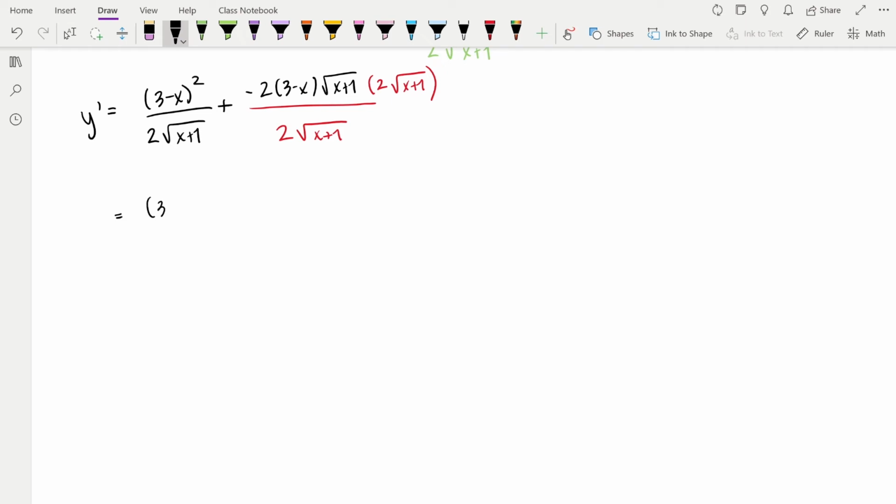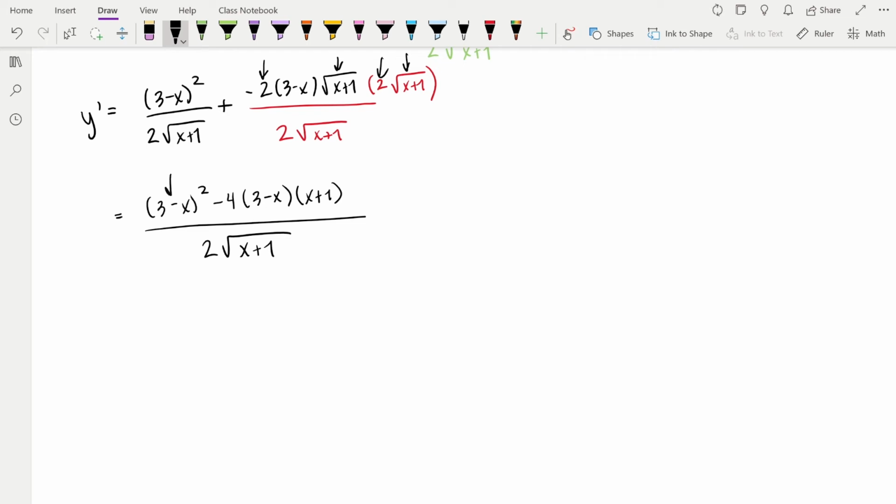So in the numerator, I now have (3 minus x) squared. Expanding this, 2 multiplies with this -2, and I get -4. The 3 minus x is still there, and this root x plus 1 times this root x plus 1 is just x plus 1, all over 2 root x plus 1. I have to keep going because I need it to look like they said.